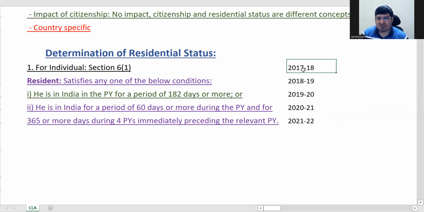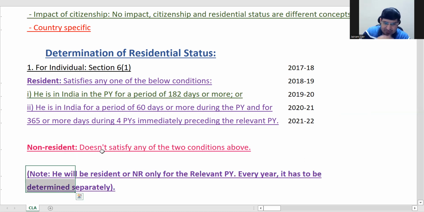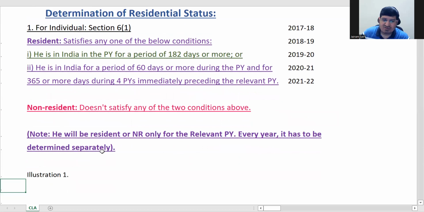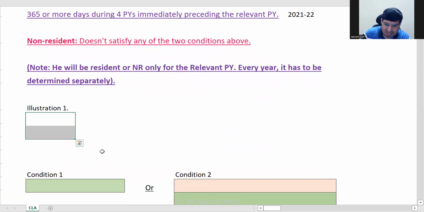So these are the two conditions which have to be satisfied. Now for a non-resident, if he doesn't satisfy any of the two, he is a non-resident. Straightforward. Now, this point I've already told you, it will be only for the relevant previous year. Every year you have to compute residential status. Now, let's go for an illustration.